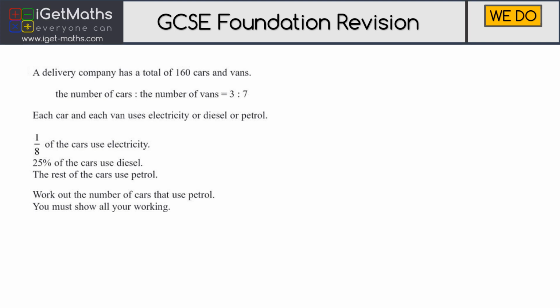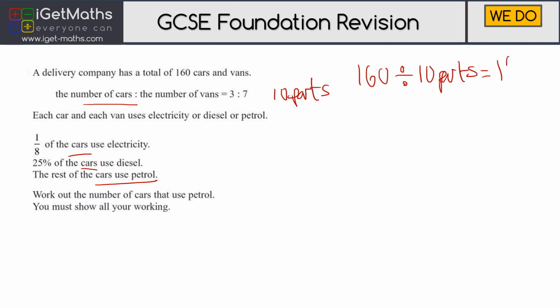So if you look at the question, it's only asking you 1/8 of the cars and 25% of the cars, and you need to find out how many cars use petrol. So therefore, from the beginning of the question, you're only really interested in the number of cars. So step 1, you've got 3 parts to 7 parts, that's 10 parts in total. So we've got 160 divided by 10 parts. That equals 16 per part.